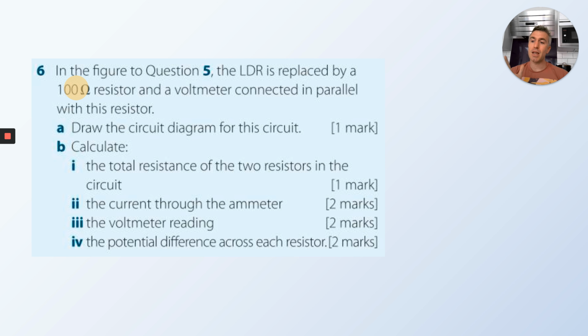Then, calculate the total resistance of the two resistors in circuit. If you're not sure, go back and look at the starter that we did. It tells you how to work out the resistance for resistors in series. Once you've done that, you know the resistance in series, you know the potential difference, you can then work out the current through the ammeter, the voltmeter reading across that device, and the potential difference across each resistor. Just the same equation. V, I, R.